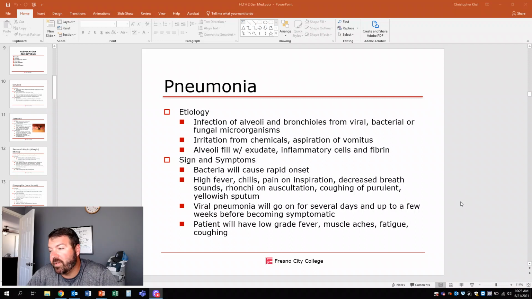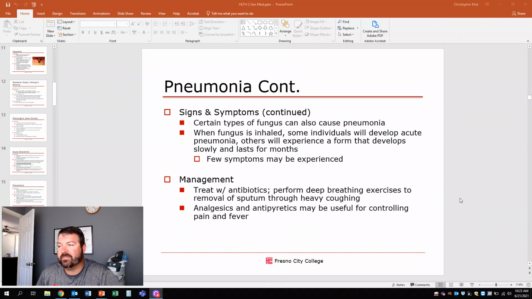Viral pneumonia will go on for several days to weeks. Patients will have low-grade fever, muscle aches, fatigue, coughing. It's really a bad respiratory infection. Other signs and symptoms: certain types of fungus can also cause pneumonia. When fungus is inhaled, some individuals will develop acute pneumonia. Others will experience a form that develops slowly and lasts for months. Management: antibiotics, breathing exercises, removal of sputum through heavy coughs, analgesics, antipyretics. If you have pneumonia, make sure you see your doctor.